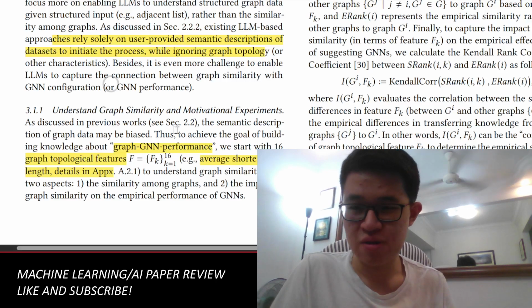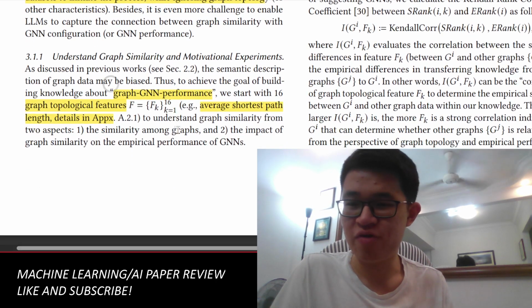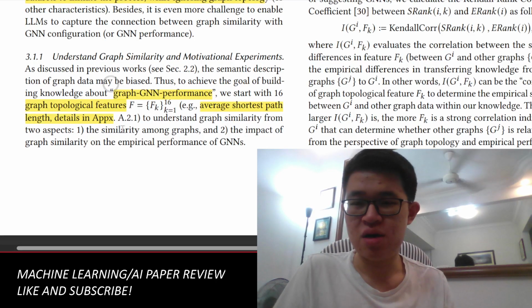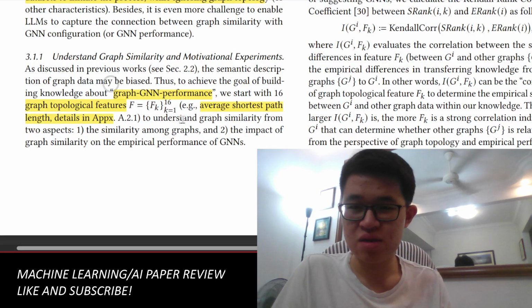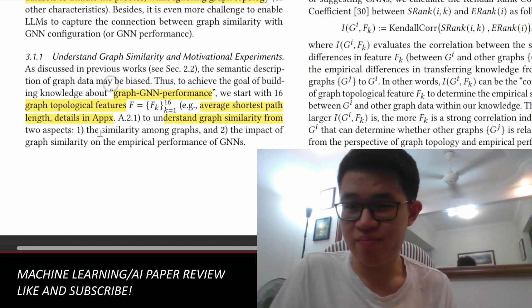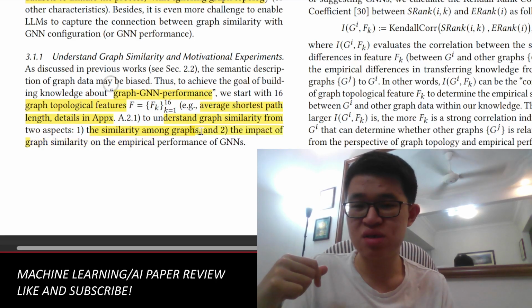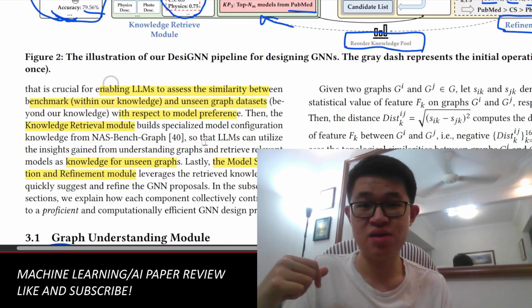So they give it those descriptors of the graph to understand it. It is used to generate a graph similarity based on the similarity among graphs and the impact of graph similarity on the performance of the GNNs.